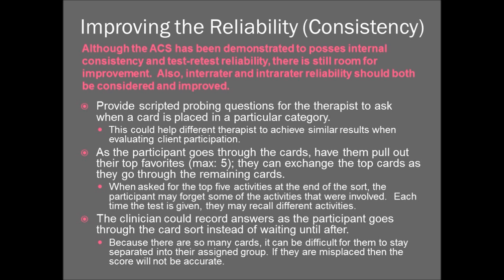Number 2, as the participant goes through the cards, have them pull out their top favorite. They can exchange the top cards as they go through the remaining cards. When asked for the top 5 activities at the end of the sort, the participant may forget some of the activities that were involved. Each time the test is given, they may recall different activities. Number 3, the clinician could record answers as the participant goes through the card sort instead of waiting until after. Because there are so many cards, it can be difficult for them to stay separated into their assigned group. If they are misplaced, then the score will not be accurate.